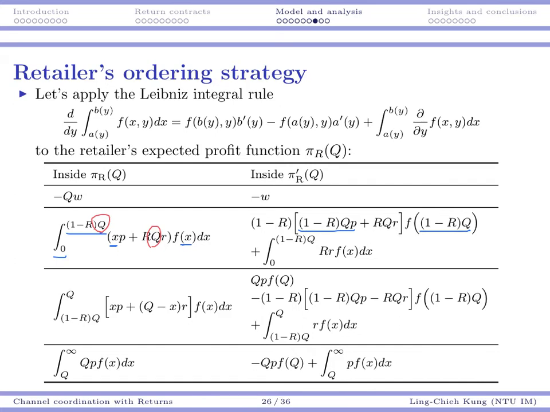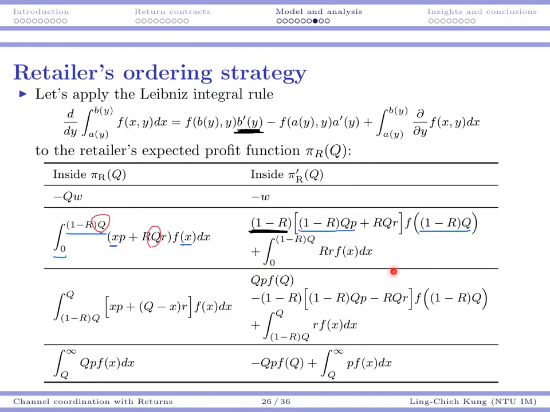One thing to keep in mind is that after that, I also need to differentiate the upper bound with respect to y. So I need to differentiate this with respect to q. That's why I get 1 minus r. So that's the first term. For the second term, there is nothing, because 0 differentiated by q is just 0, so I don't have the second term.